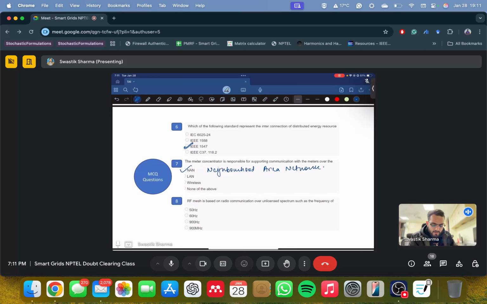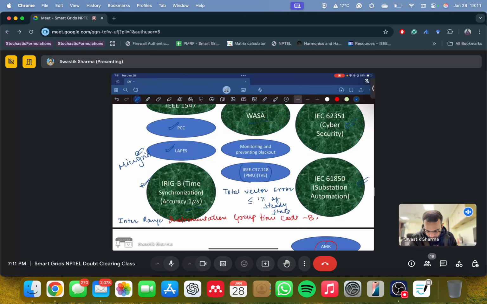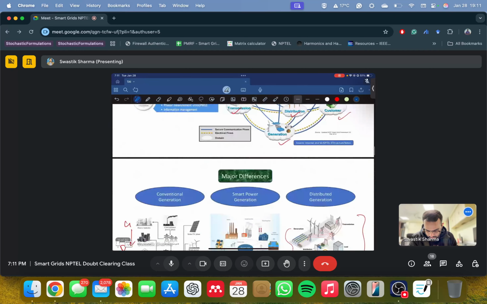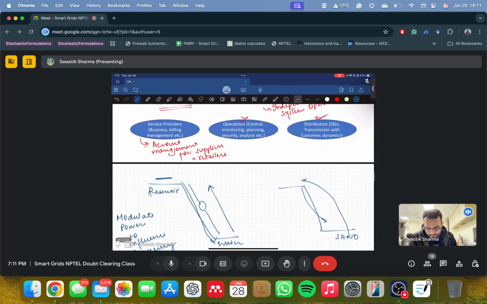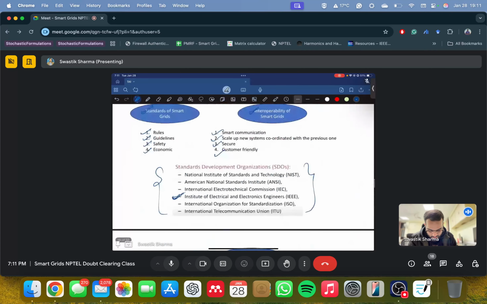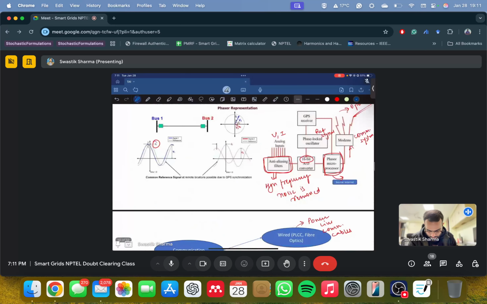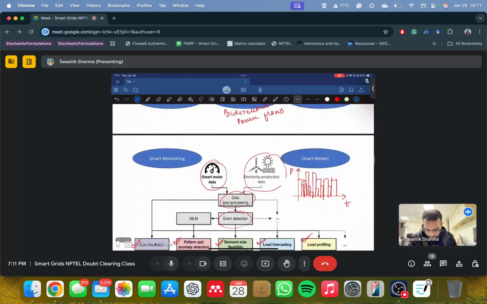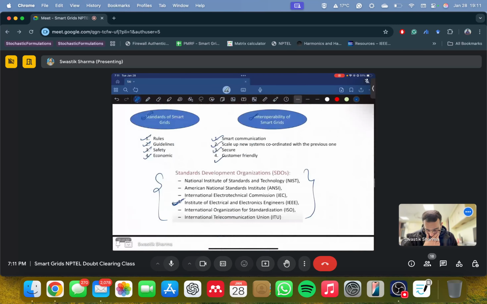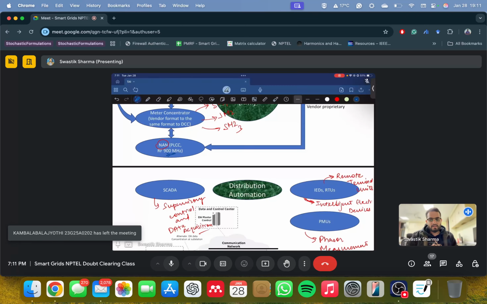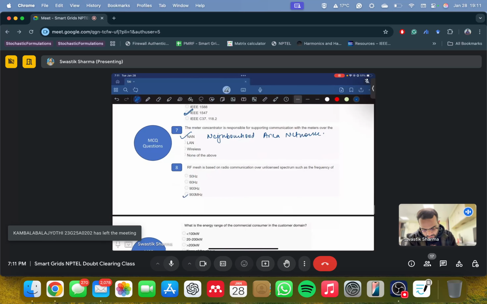Next, RF mesh is based on radio communication over unlicensed spectrum such as the frequency of... I didn't talk to you about it in depth, but it's based on 900 megahertz. Let me check. These are some standards which you just have to keep in the back of your mind. I am not really a fan of learning things this way. Yeah, so RF frequencies operate at 900 megahertz. So the answer is 900 megahertz.